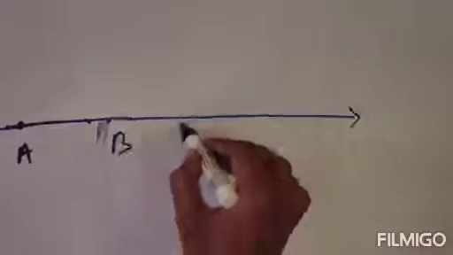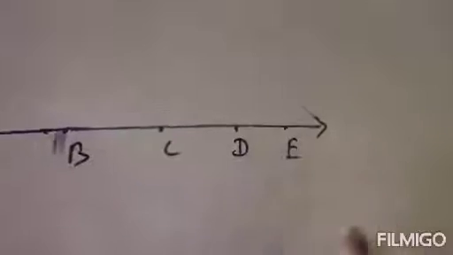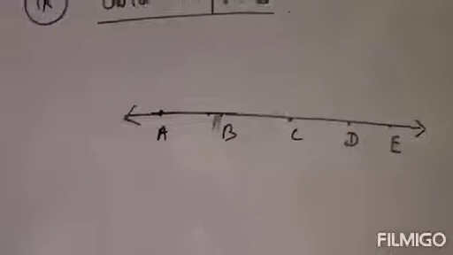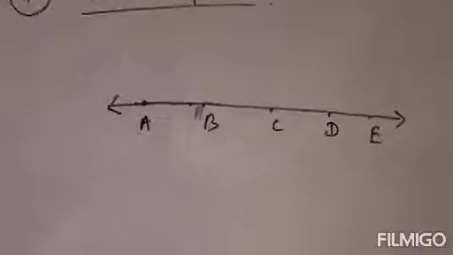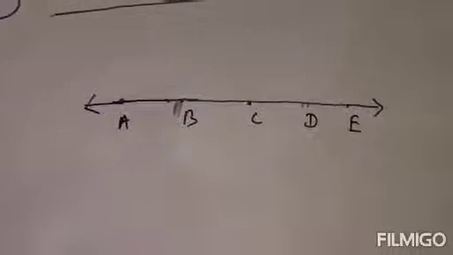This is point B. This is point C. This is point D, and this is point E. Now what are collinear points? If three or more points lie on the same straight line, then the points are said to be collinear points.